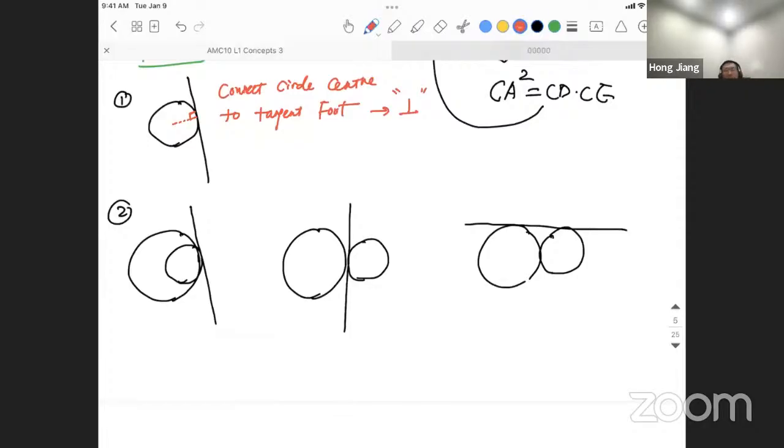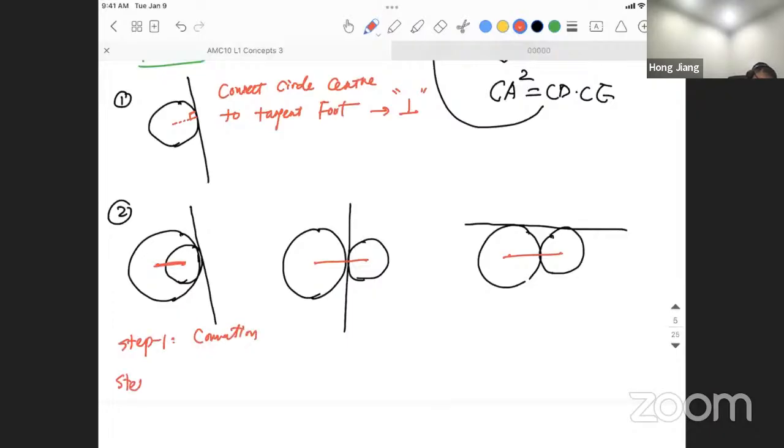So the most important thing goes like here. As long as you see two circles that are tangent to each other, in any circumstances, no matter what, you need to connect the two circle centers. This is your step number 1. Connection.